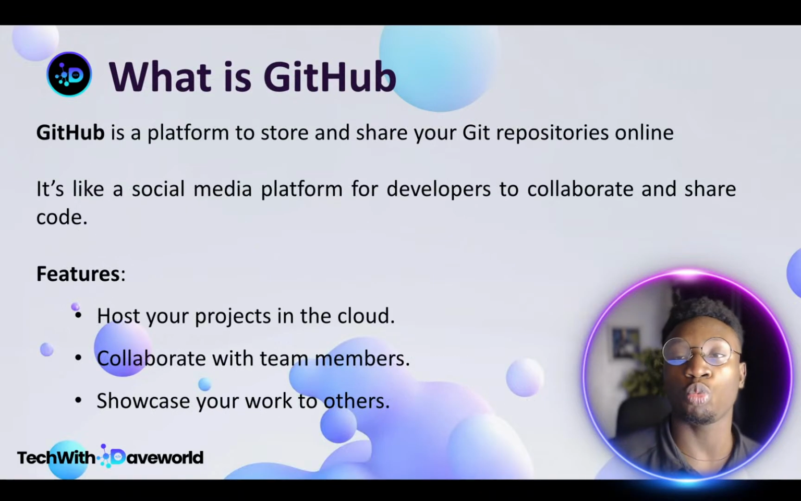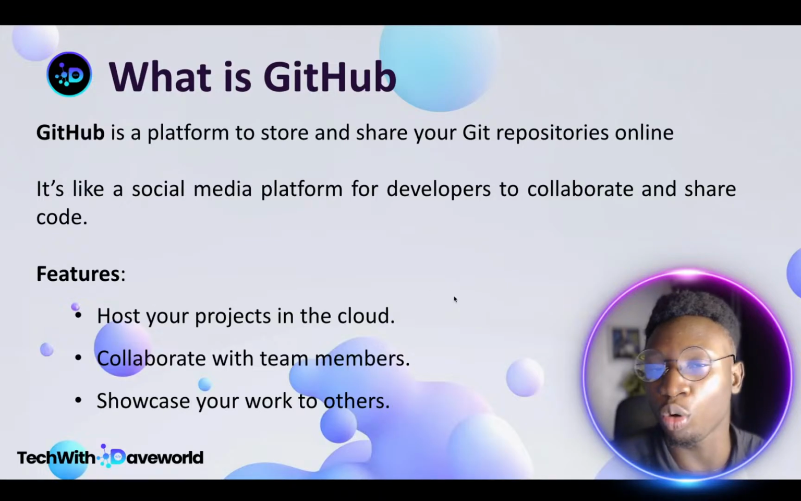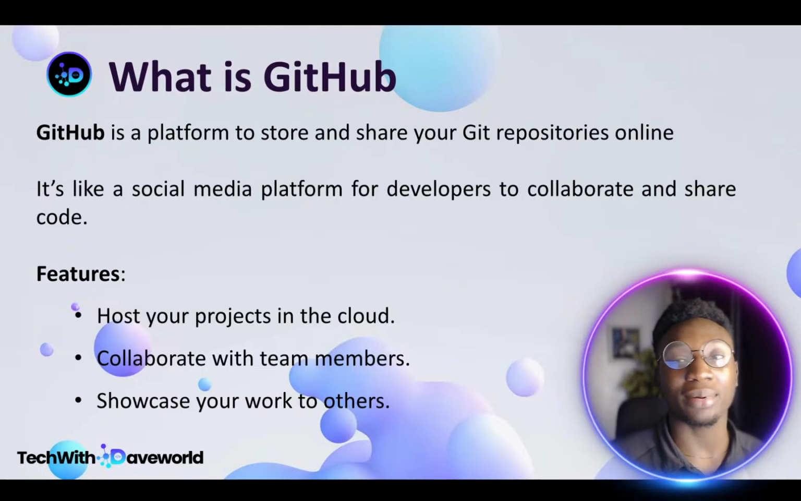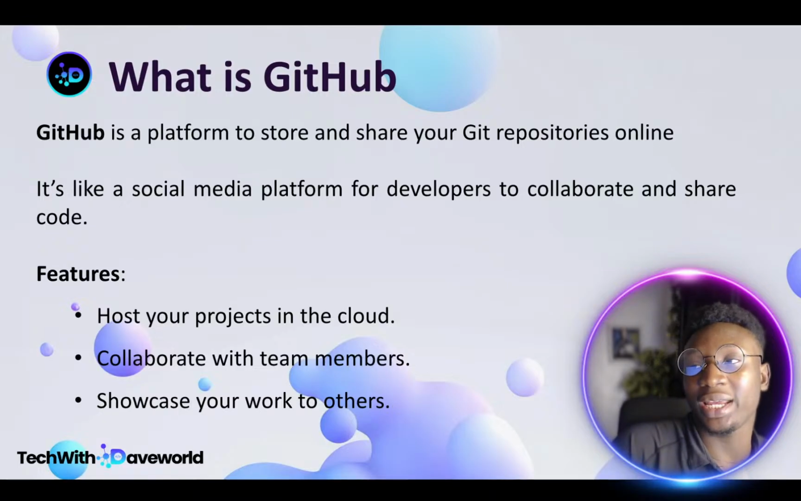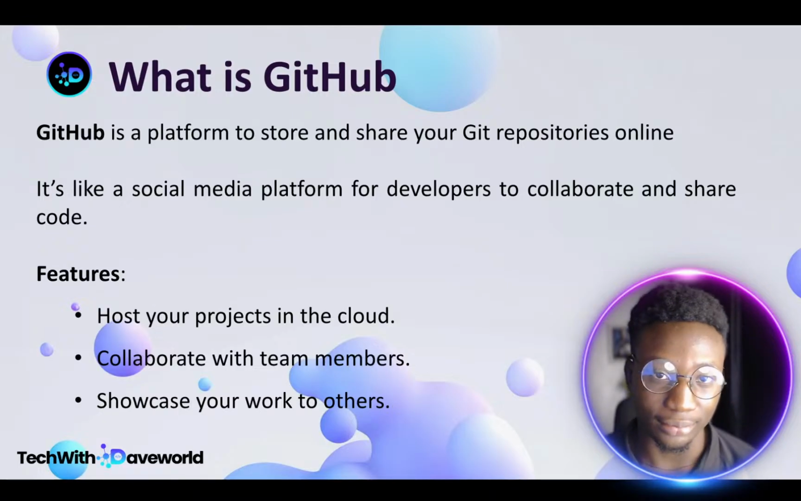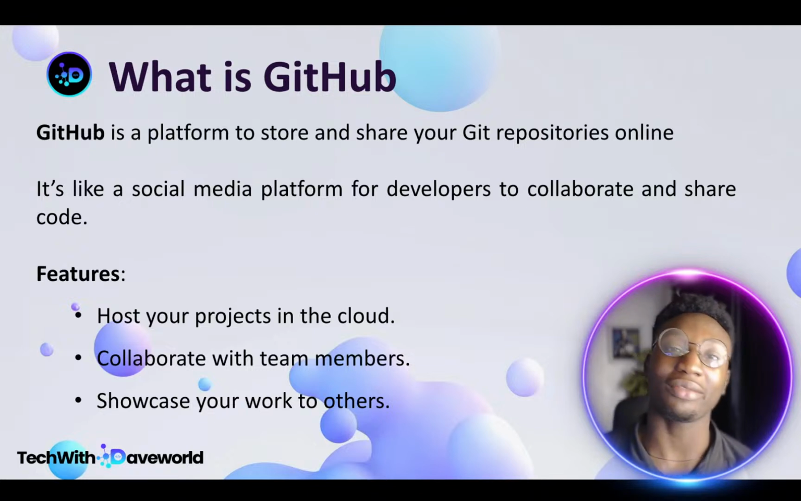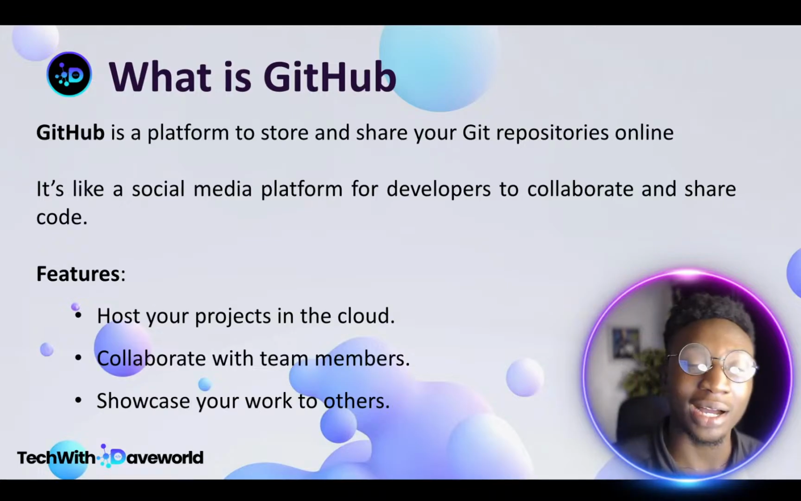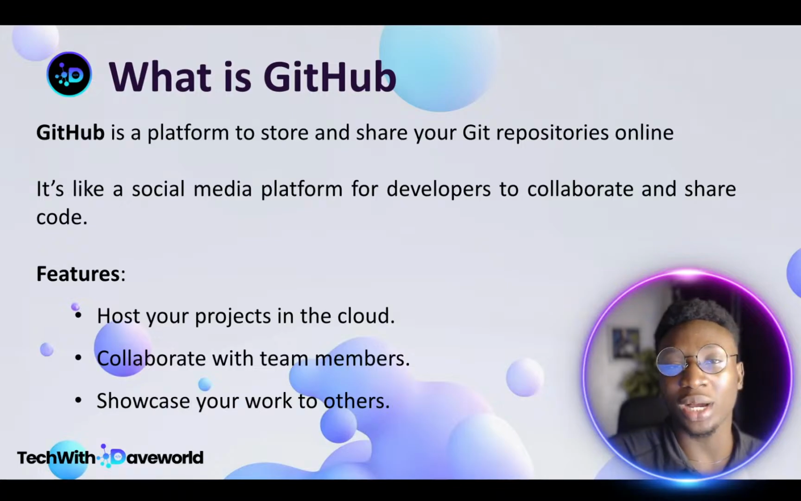So next is, what is GitHub? Now, remember that I said that Git is used to track your files locally. Now GitHub is a platform to store and share your Git repositories online. So whatever you are doing with Git only, you are doing it locally. Either you work on a file or make changes, all you are doing is local. It's not connected online at all, right?